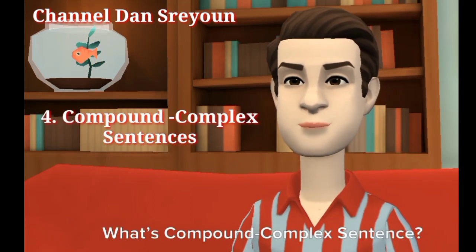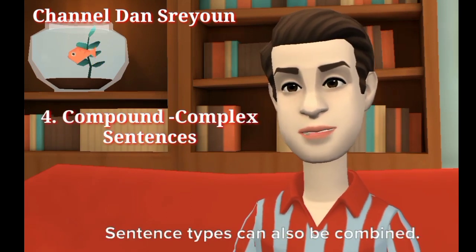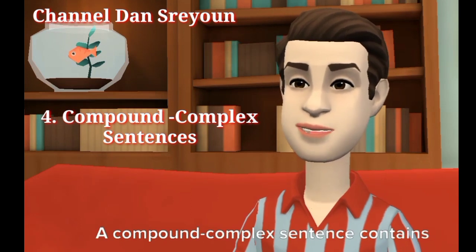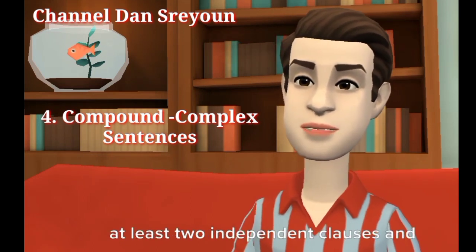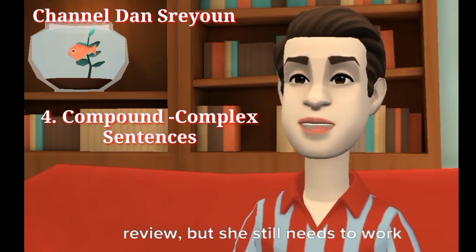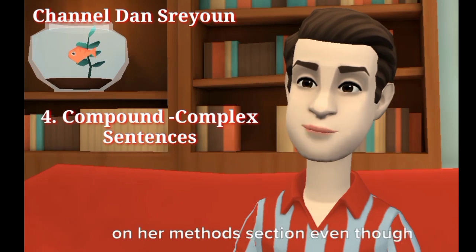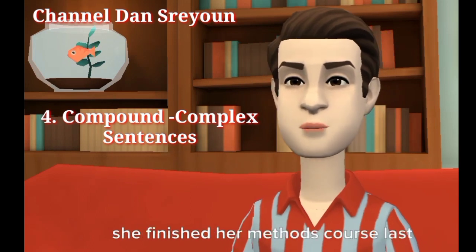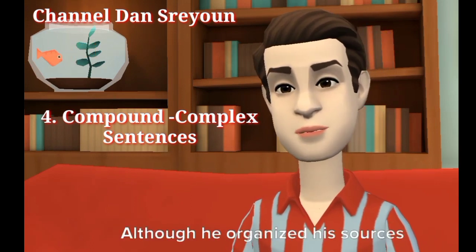4. What's a compound complex sentence? Sentence types can also be combined. A compound complex sentence contains at least 2 independent clauses and at least 1 dependent clause. For examples, she completed her literature review, but she still needs to work on her methods section even though she finished her methods course last semester.